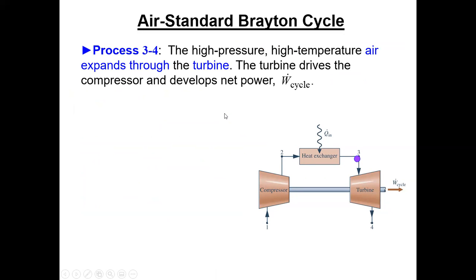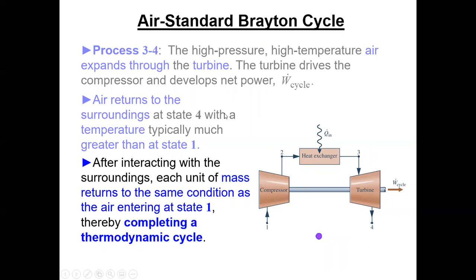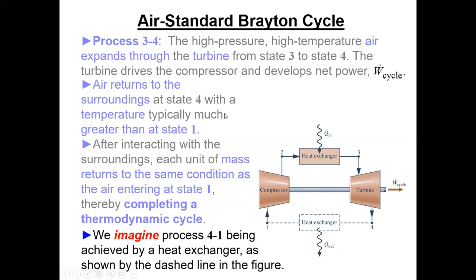High pressure, high temperature air expands through the turbine. So these are a little bit redundant, I guess. And then air returns to the surroundings at state 4 with the temperature typically much greater than state 1. And then we're going to say that basically the air mixes and comes back to the same temperature as 1, which is required to complete the cycle. So, there we go.